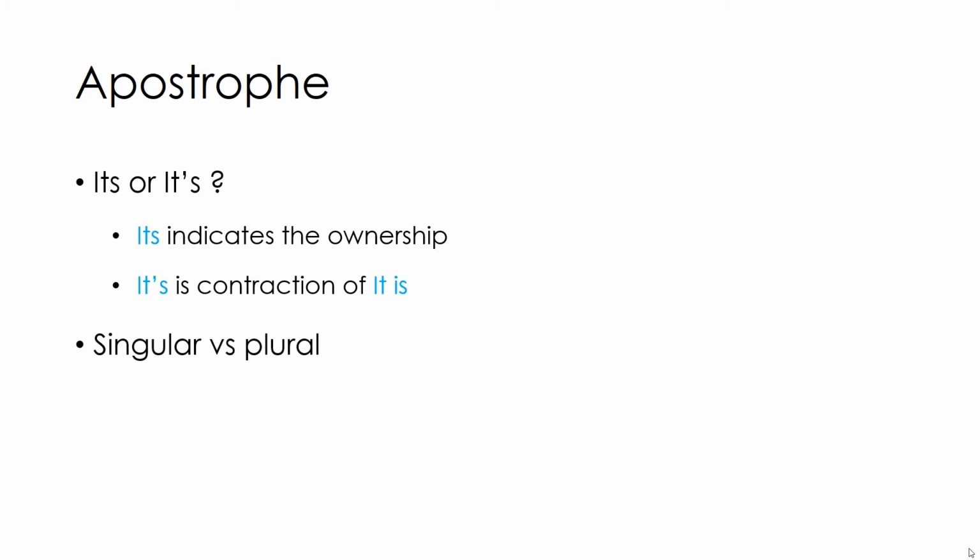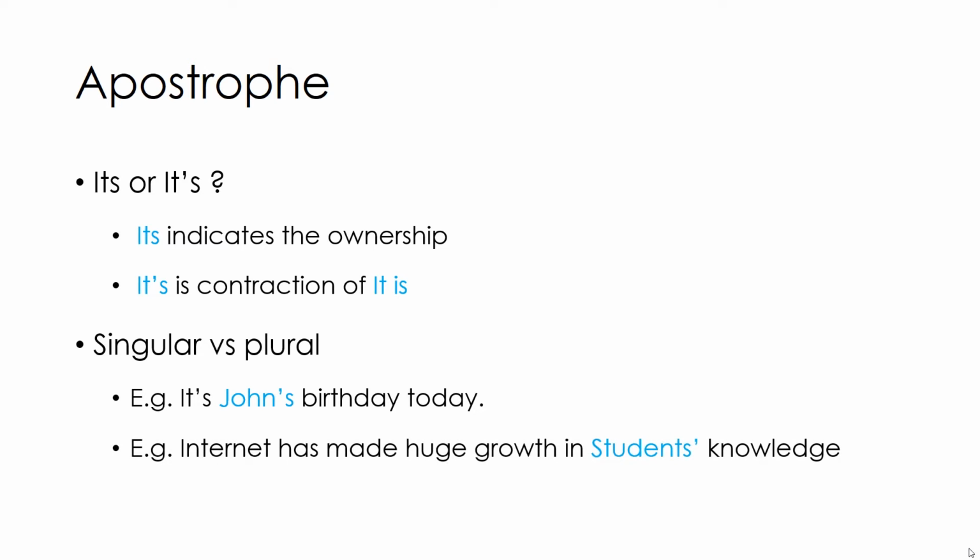Singular versus plural. In singular, the apostrophe mark is before s. For example, it's John's birthday today. Notice the apostrophe symbol in the example here. In plural, the apostrophe mark is after s. For example, Internet has made huge growth in students' knowledge. People often confuse between plural subjects and apostrophe s.